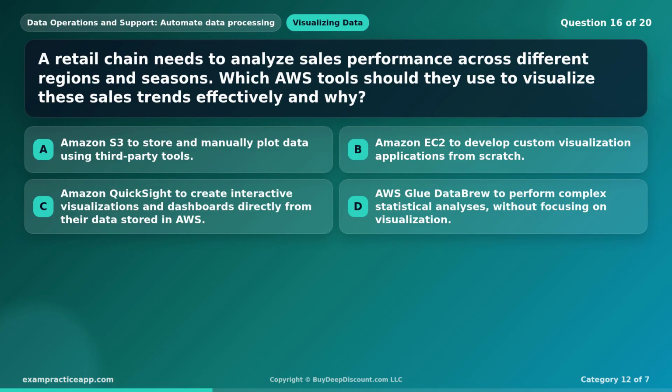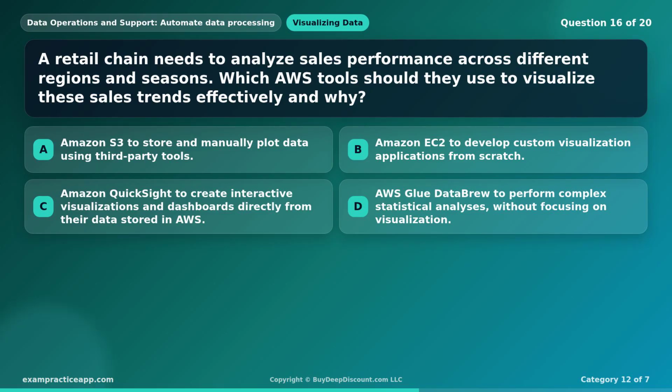Option C, Amazon QuickSight to create interactive visualizations and dashboards directly from their data stored in AWS. Option D, AWS Glue DataBrew to perform complex statistical analyses without focusing on visualization. Take a moment to choose your answer. The correct answer is option C, Amazon QuickSight to create interactive visualizations and dashboards directly from their data stored in AWS.